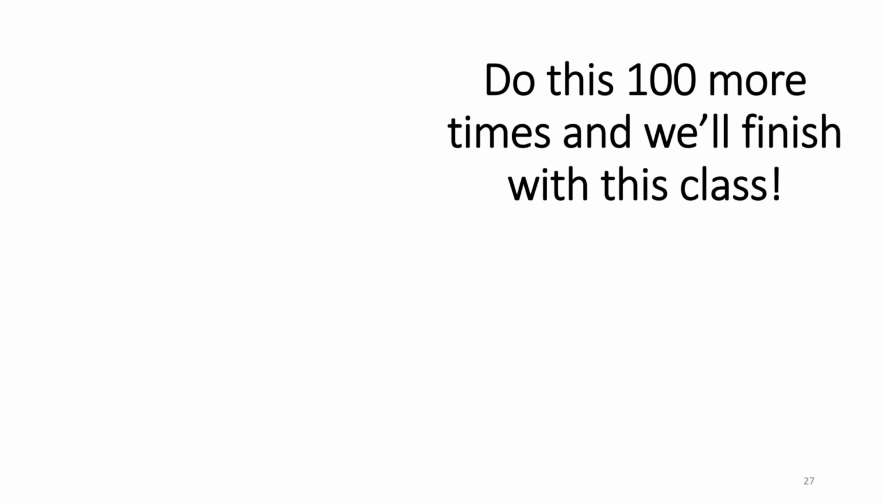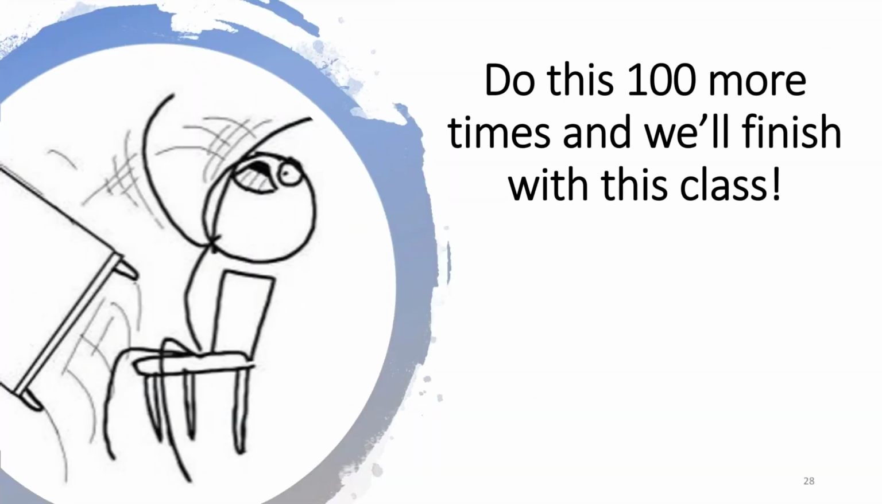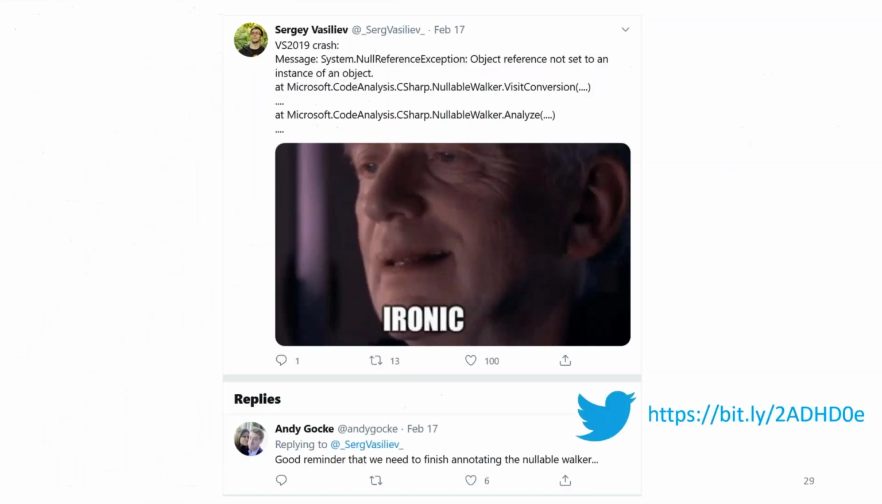And that's it. We'll do this 100 more times and we'll finish with this one class. And this probably doesn't sound particularly exciting because it's a lot of effort. And this is probably why this type isn't annotated yet, which is quite ironic because the nullable alter type is exactly the type responsible for the data flow analysis, and its sole purpose in the compiler is to keep your code null reference exception free. And it throws null reference exceptions because it isn't annotated because it's too much effort.